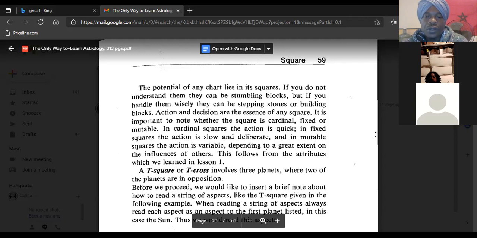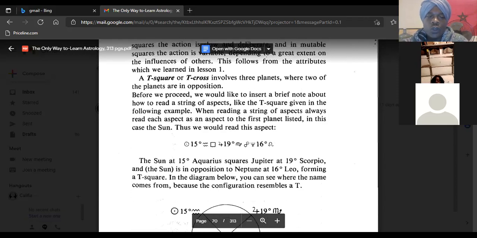It is important to know whether the square is cardinal, fixed, or mutable. In cardinal squares, the action is quick. In fixed squares, the action is slow and deliberate. In mutable squares, the action is variable, depending to a great extent on the influences of others. This follows from the attributes which we learned in lesson 1. A T-square or T-cross involves 3 planets where 2 of the planets are in opposition.